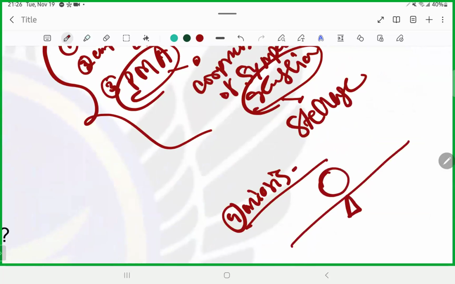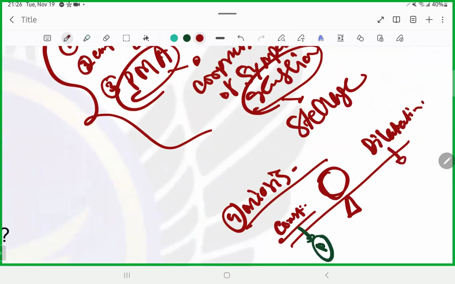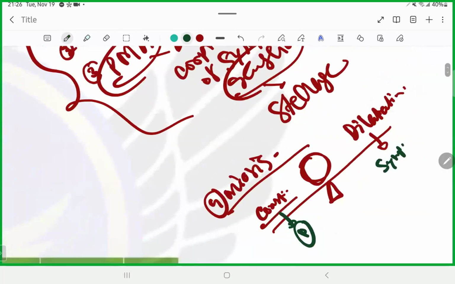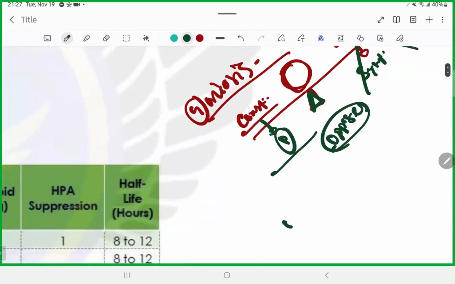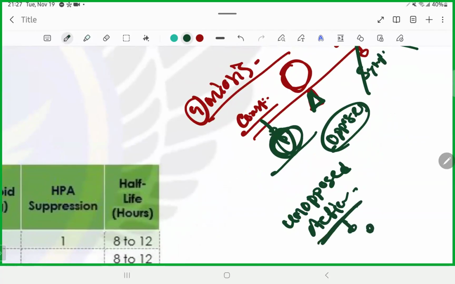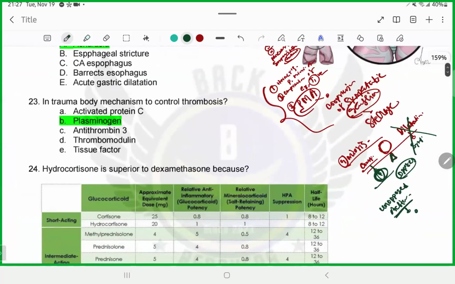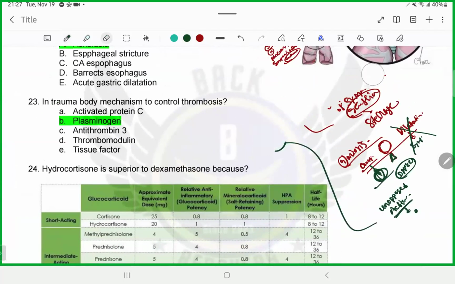What is the balance? This is our pupil. Constriction is done by parasympathetic supply, and dilatation of the pupil is done by sympathetic supply. These two oppose each other. If any one of them is damaged, the other will cause unopposed action. So parasympathetic will cause unopposed action and we get a constricted pupil. Simple as that. All of these things are very, very important, so remember them.